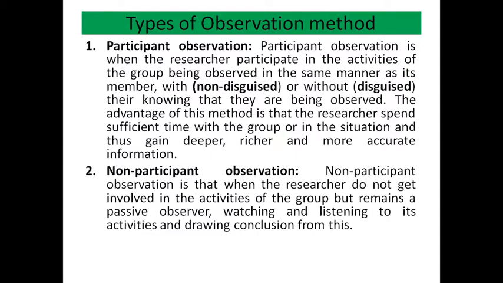Let's discuss various types of observation method. There are basically two types of observation method based on the participation of the observer or the researcher. First is participant observation. Participant observation is when the researcher participates in the activities of the group being observed in the same manner as its member, with or without their knowing that they are being observed.